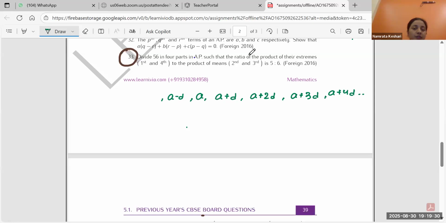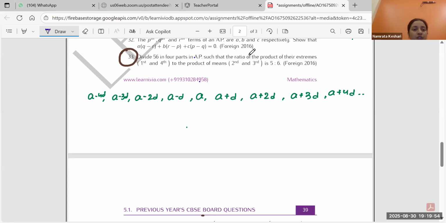Previous to A minus D, we can say A minus 2D. Previous to A minus 2D, we can say A minus 3D. Previous to that, A minus 4D, just like that. And we have to consider four terms, which must be in AP. The common difference can be anything. The four terms just have to maintain AP.